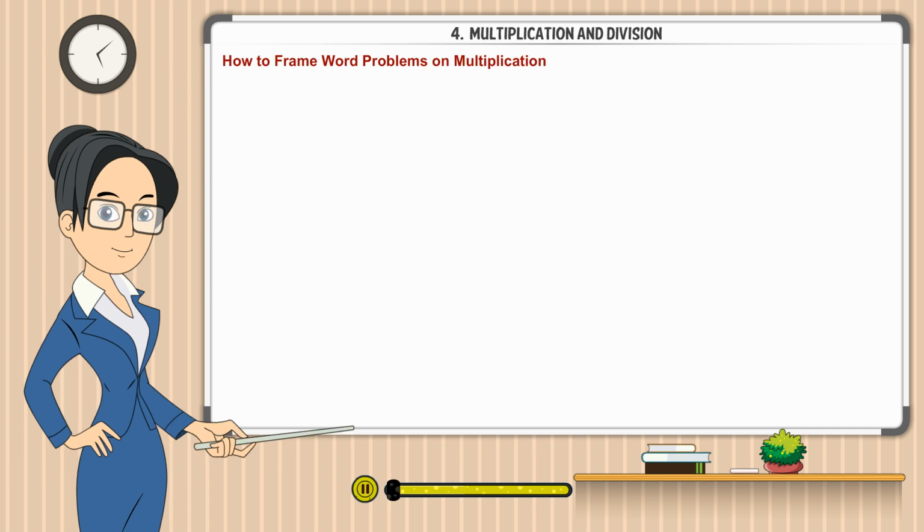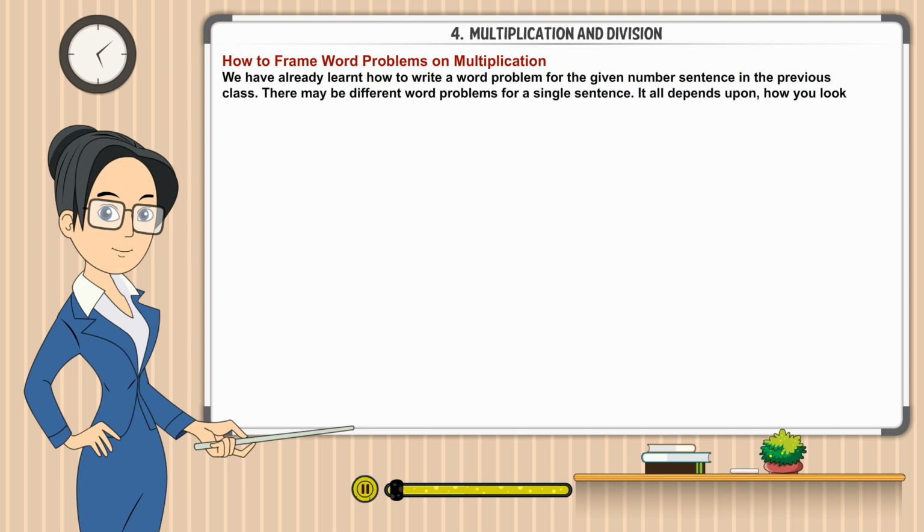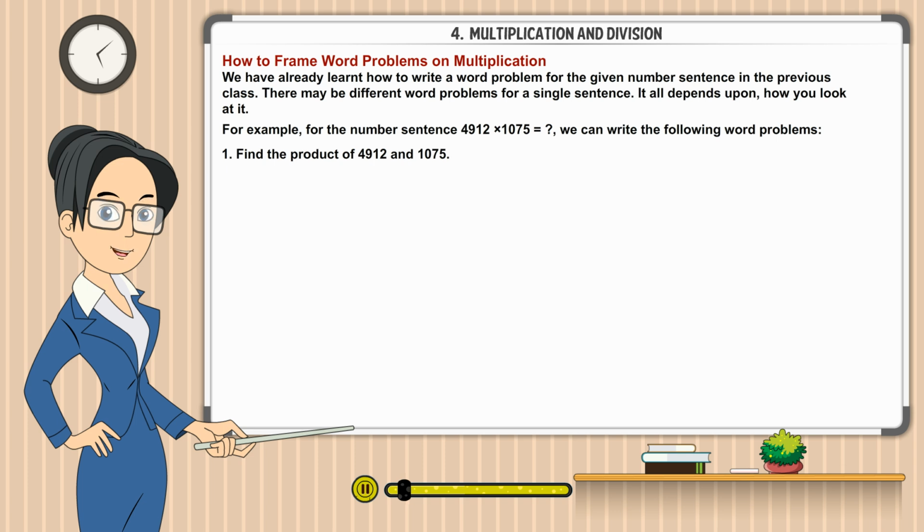How to frame word problems on multiplication. We have already learned how to write a word problem for the given number sentence in the previous class. There may be different word problems for a single sentence. It all depends upon how you look at it. For example, for the number sentence 4912 × 1075 = ?, we can write the following word problems. Find the product of 4912 and 1075.